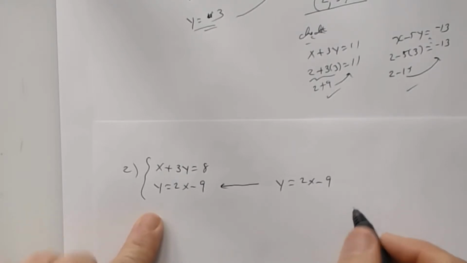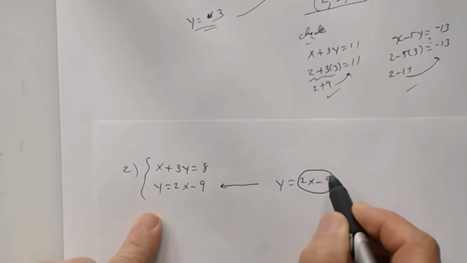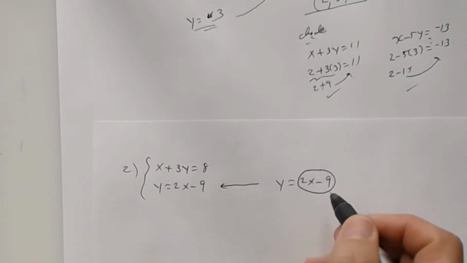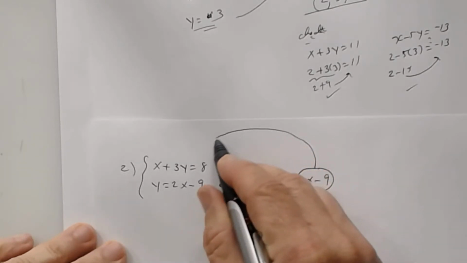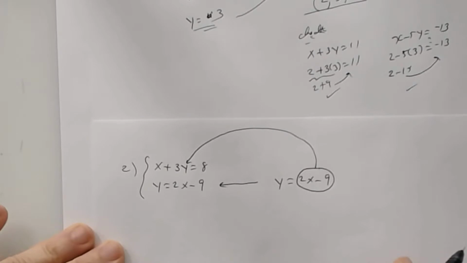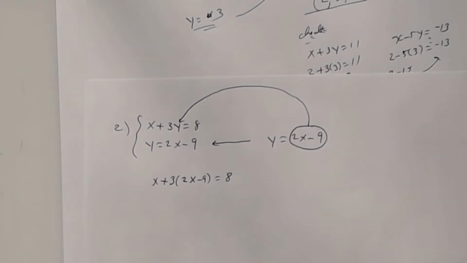Now what's the next step? Notice I'm circling this. I take this expression here, and I substitute the 2x minus 9 into the other equation. So wherever I see a y, what do I plug in? 2x minus 9. So here's what I get. x plus 3 times y. What's y? 2x minus 9. Equals what? 8. All right, so that's where I'm at.